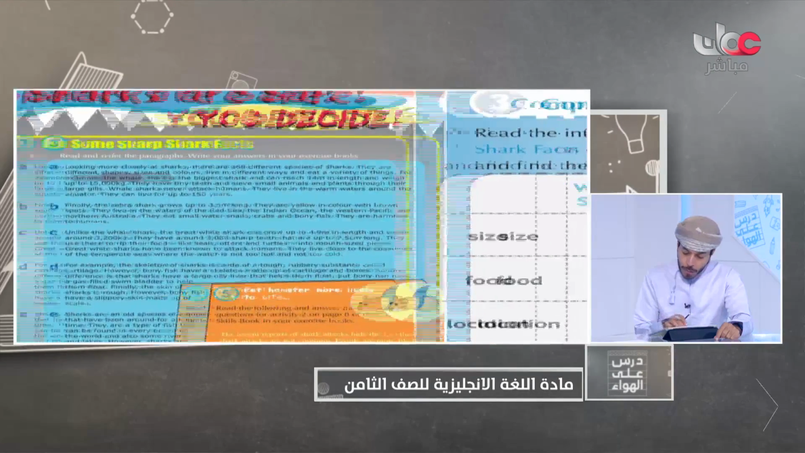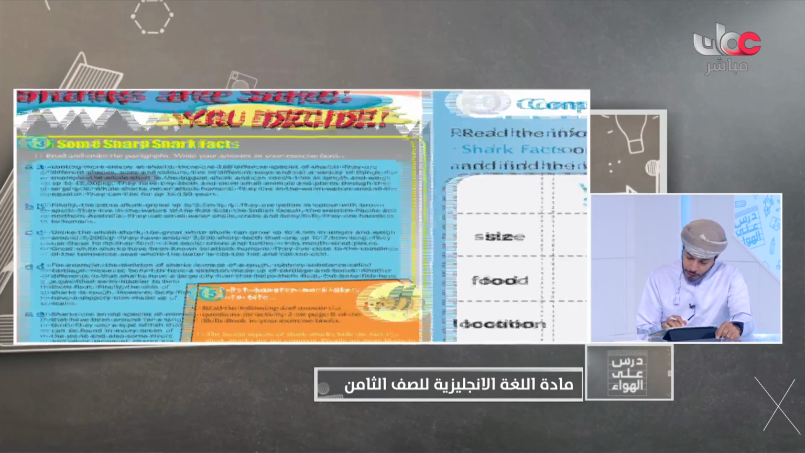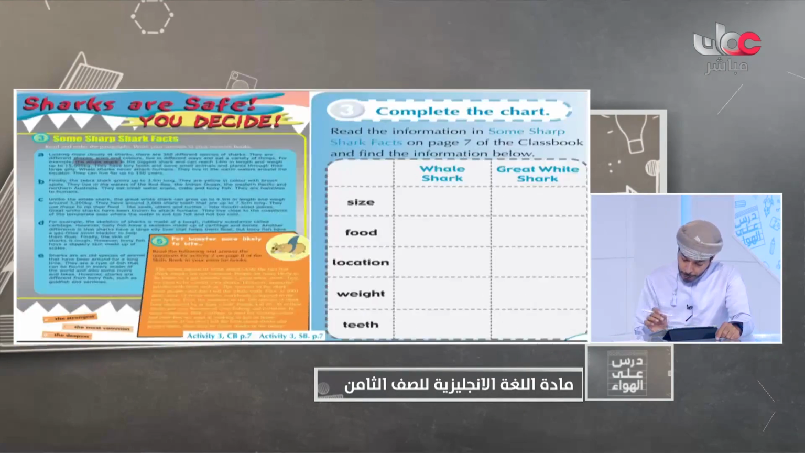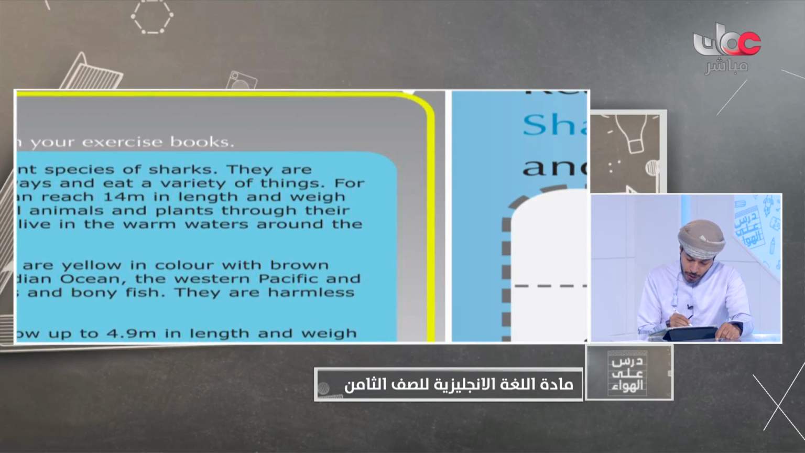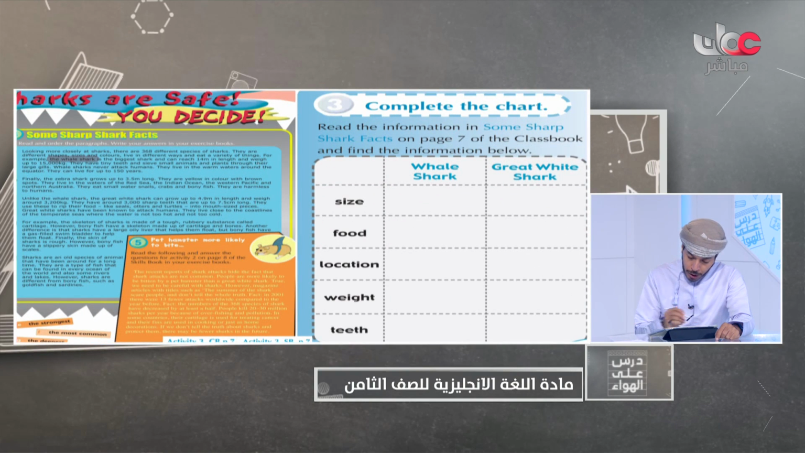So when we go back to the table and start writing about the whale shark, as we can see, the first one is the size. The size of it is 14 meters in length. So this is going to be here.